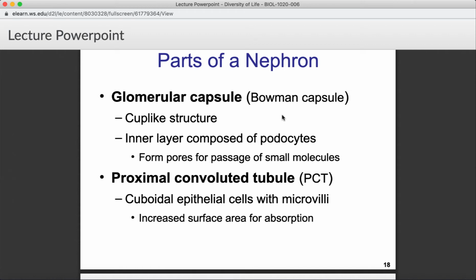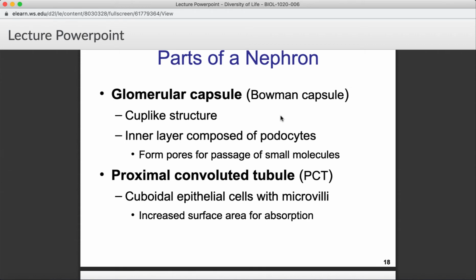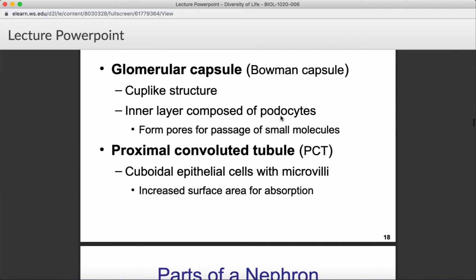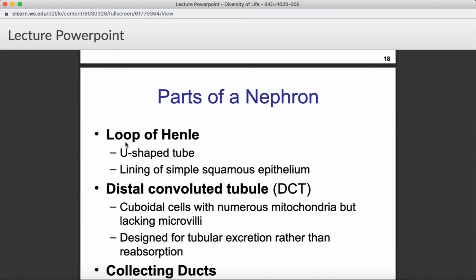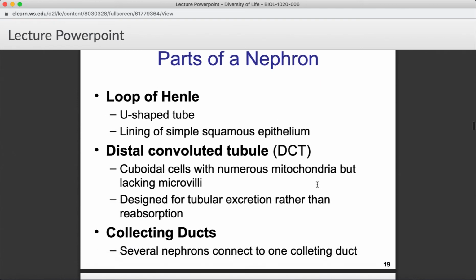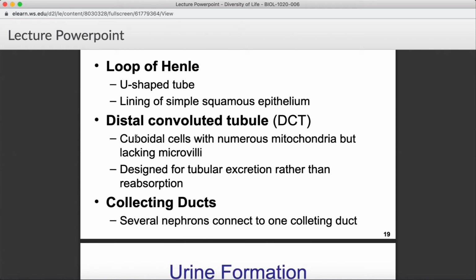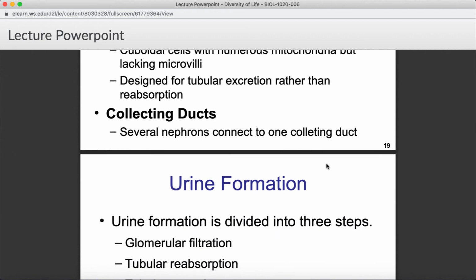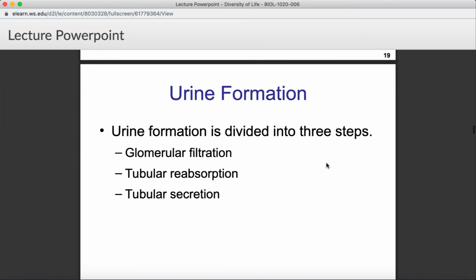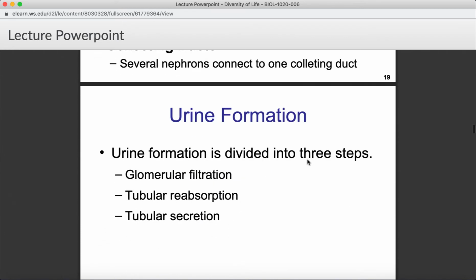Your glomerular capsule, or Bowman's capsule, is a cup-like structure, and the inner layer is composed of podocytes, which form pores for the passage of small molecules. The proximal convoluted tubule is cuboidal epithelial cells with microvilli, which increase the surface area for absorption. And you have the loop of Henle, which is a U-shaped tube lined with simple squamous. The distal convoluted tubule goes back to cuboidal, with numerous mitochondria but lacking microvilli, designed for excretion rather than reabsorption. And then your collecting ducts: several nephrons will collect into a single collecting duct.